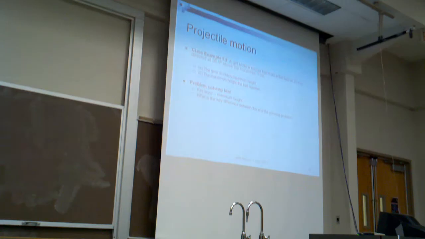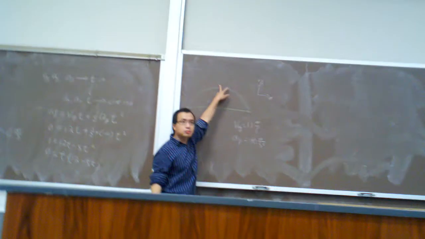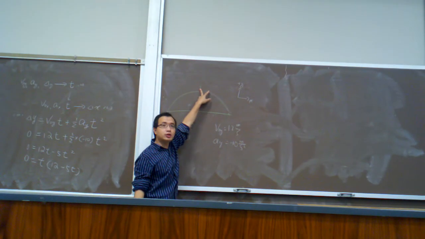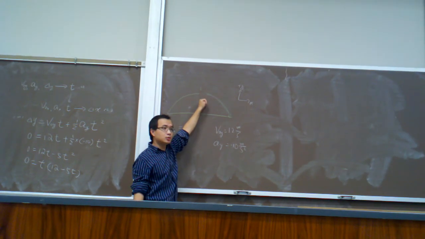This case is higher than your initial point. So delta y is not 0. But what do we know about this point? What happens for this point in terms of some kinematic quantity? Velocity becomes 0.